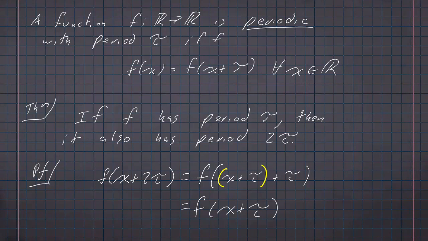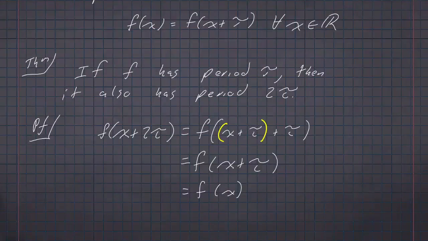And then by the definition of a periodic function, since f has a period of tau, f of x plus tau is the same thing as f of x. So f of x plus 2 tau is the same thing as f of x. A function that has a period of tau also has a period of 2 tau, and we can do this to also prove 3 tau, 4 tau, or in general, n times tau for any integer, positive or negative, n.